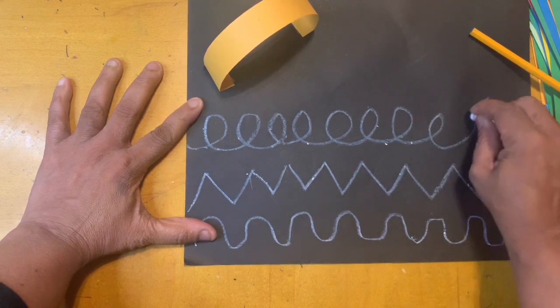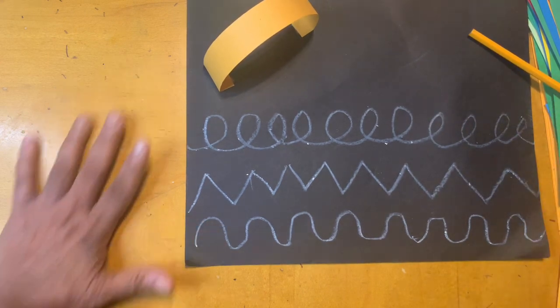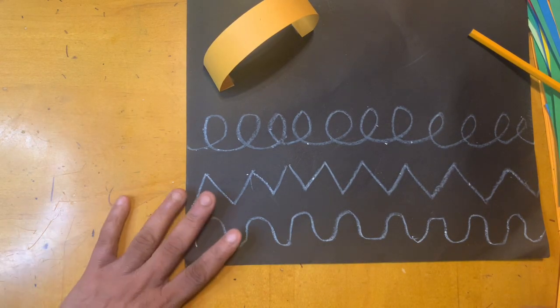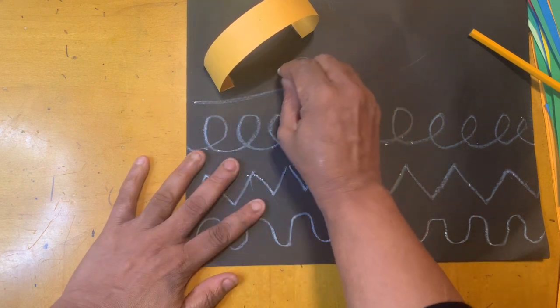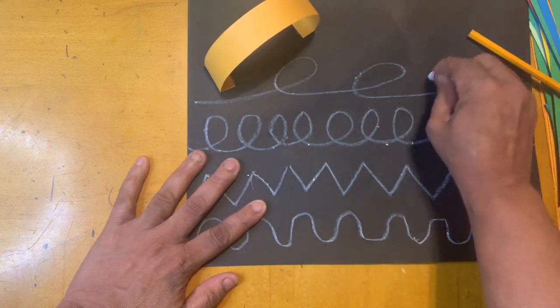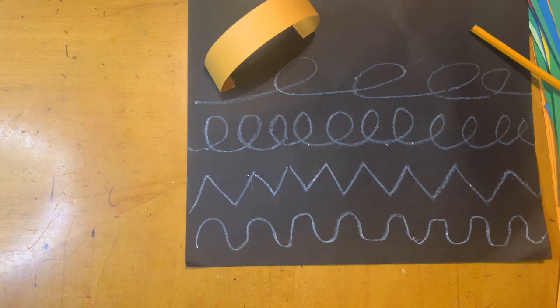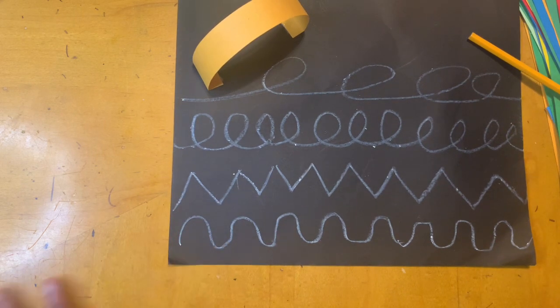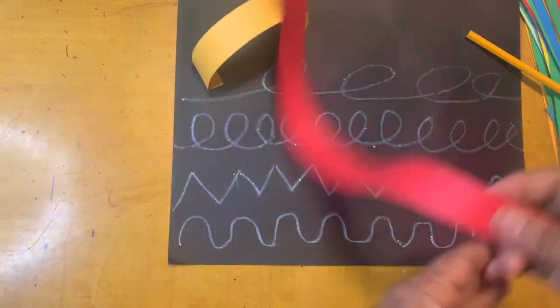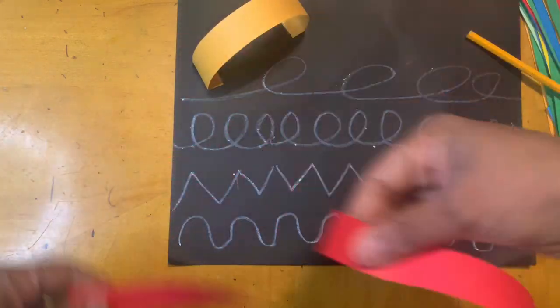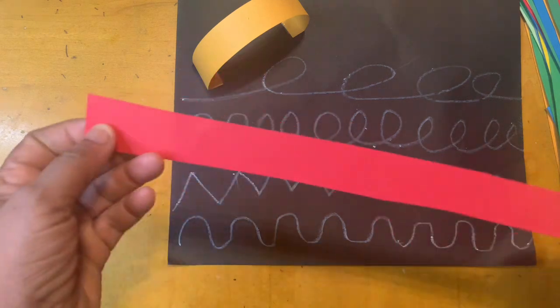It's almost like curls, right? Like that. And now I'm going to do a loop-de-loop. I'm going to take, like a magician, one strip of paper. Watch me. Okay.